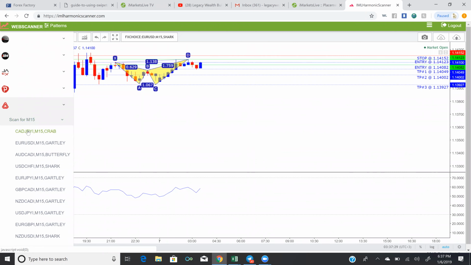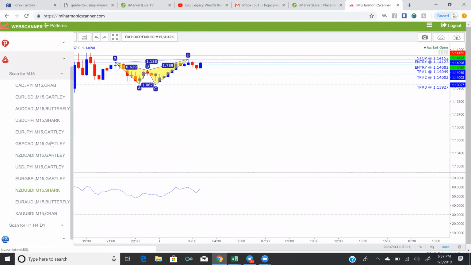A rule of thumb for a lot of people in IML that train over the harmonic scanner: these top 3 or 4 are the ones that are going to be the freshest scans. But they also look at what pattern's been shown more. If you look, the Gartley pattern is the one that's been shown more. So let's look at the Euro USD Gartley pattern as the one we choose first. Let's do that.